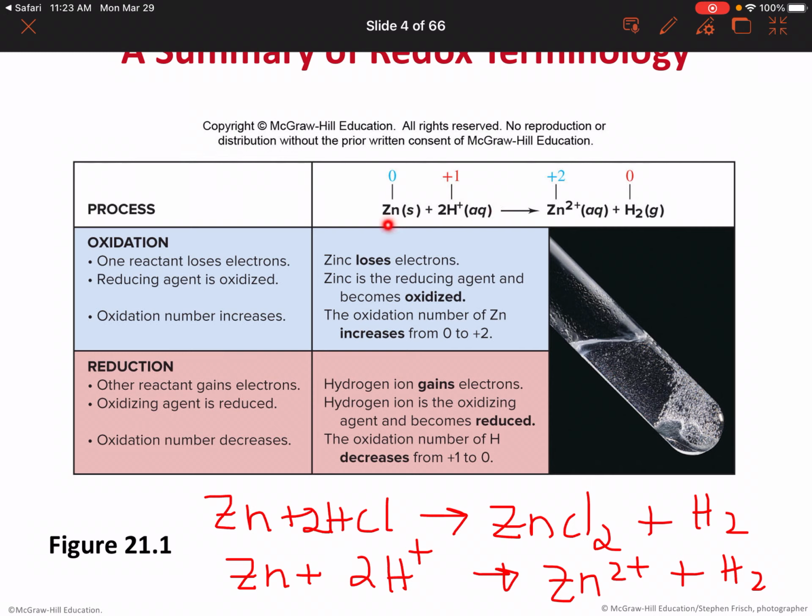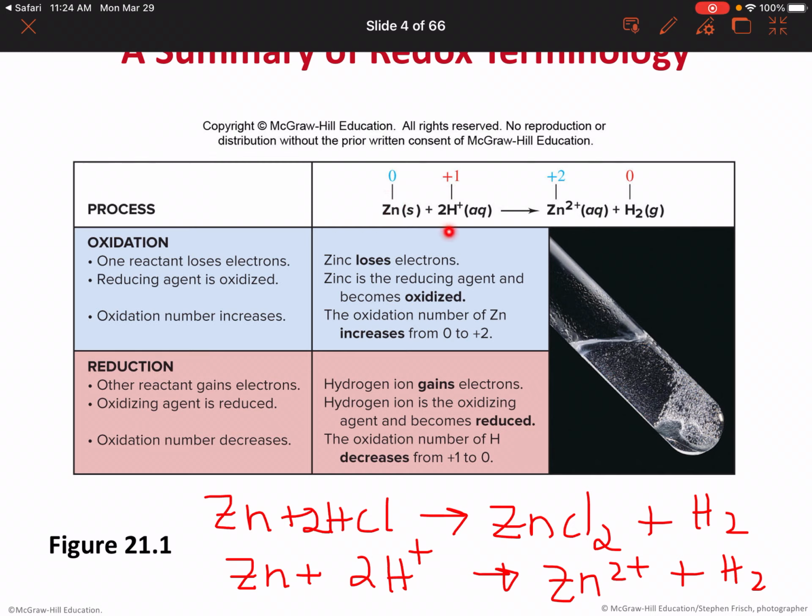So zinc solid: when any element, metal, or gas has not formed a compound and is by itself the way we find it in nature, its oxidation number is 0. We talked about this in General Chemistry 1. Remember we had a little chart to show you the oxidation numbers. So zinc is by itself as a solid, so the oxidation number is 0.